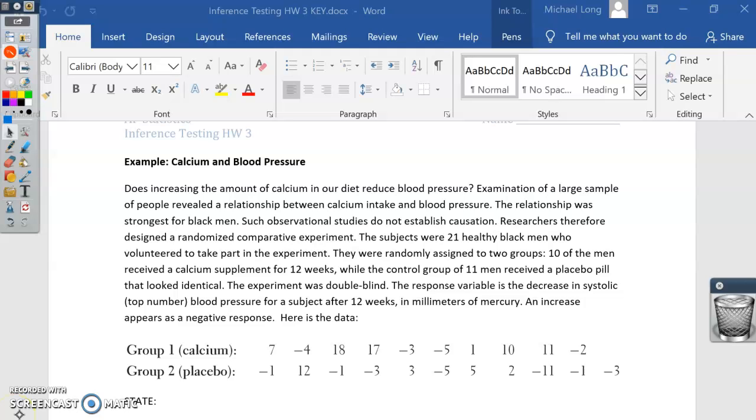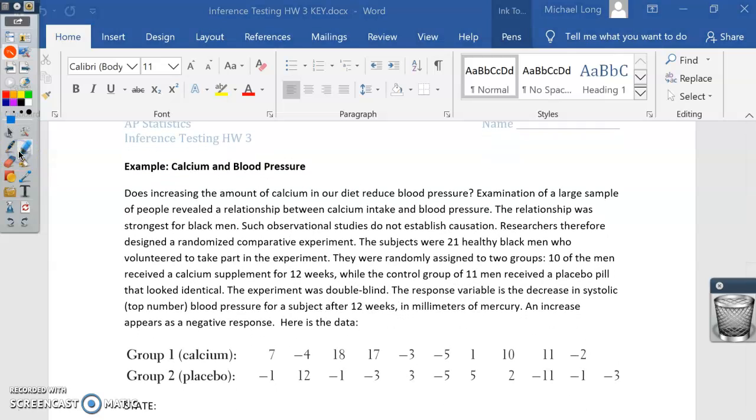Okay, so this is, as I mentioned, a study involving black men and whether calcium helped their blood pressure or not. If you notice, they took measurements of their systolic, which is the top number, in blood pressure, and it's in millimeters of mercury. So this is definitely quantitative data. I don't see the word confidence interval, so I know this is a hypothesis test.